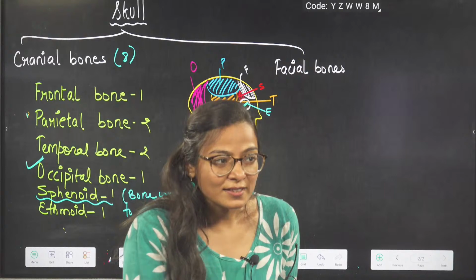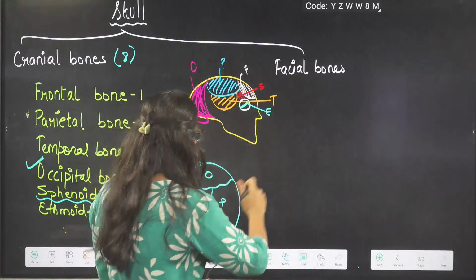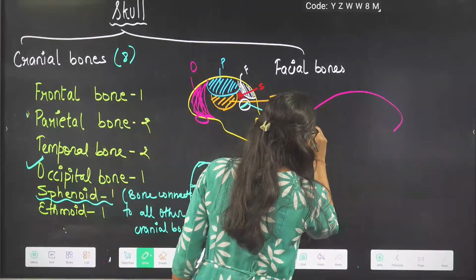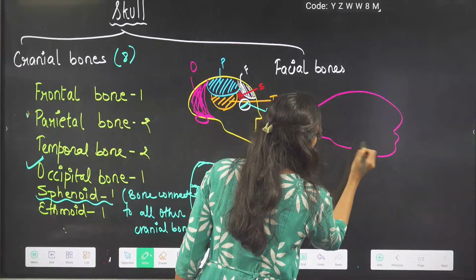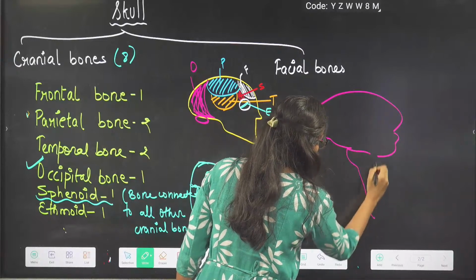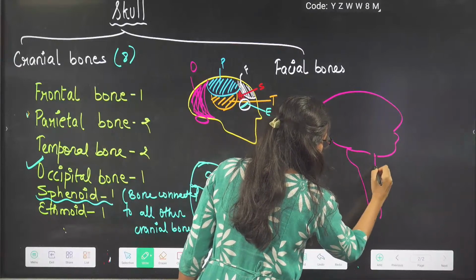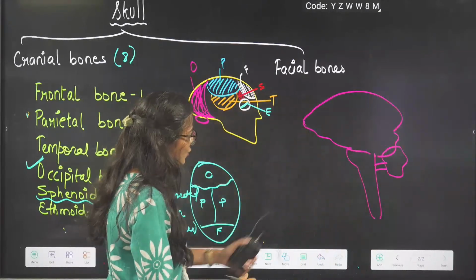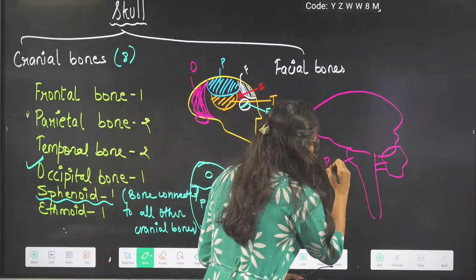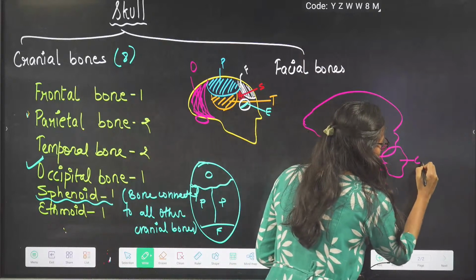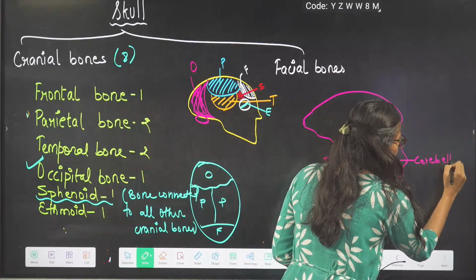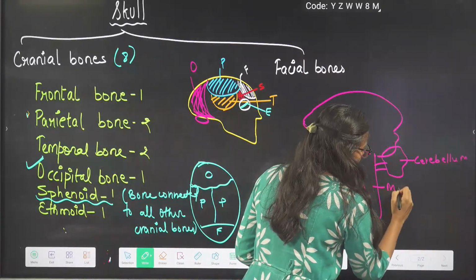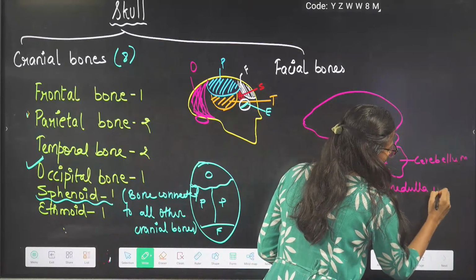Because from there, the spinal cord will come out. I will just make a very short diagram. You have your brain, na? You would have studied this structure a little in your lower classes. So this is your brain. This part is called pons. This is cerebellum, and this is medulla oblongata.